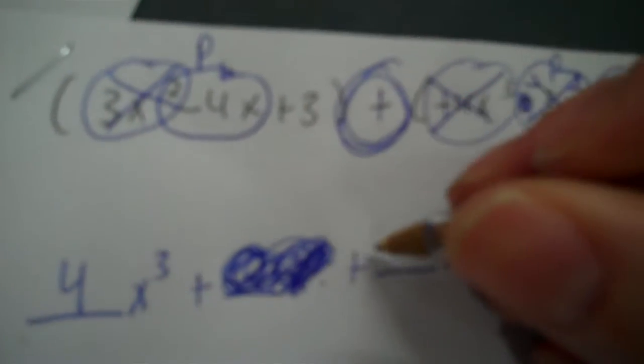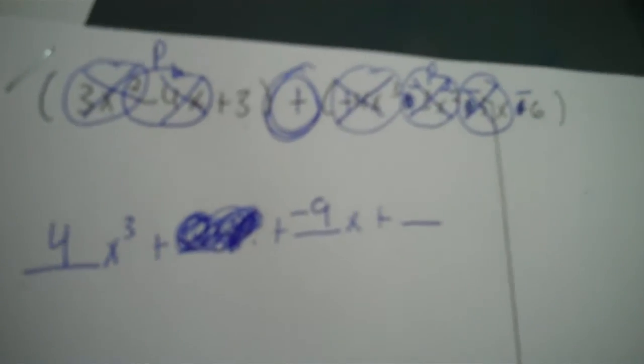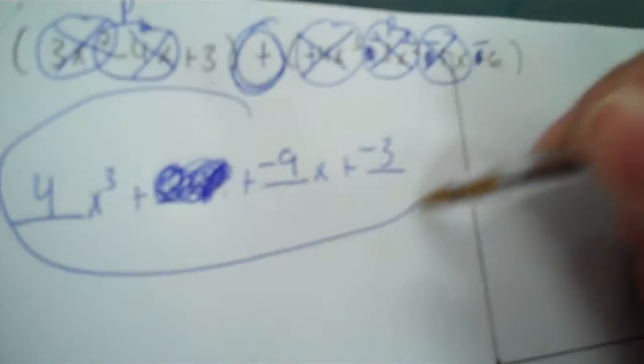Okay, now x. I have a negative x here multiplied by a negative 4. I have an x here multiplied by a negative 5. So I'm now allowed to add the negative 4 and the negative 5. That makes negative 9. Okay, then constants. We have a positive 3 and a negative 6. Those need to be added. Negative 3. And that's your answer.